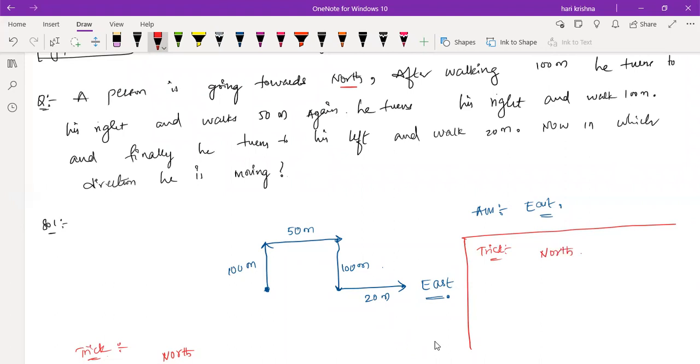After going in the north direction, he turns to his right. So we'll take right as R. And again walks 50 meters. Again he turns to his right. So again you have to take the R. Again he walks 100 meters. Now he turns to his left. That means L. That is the final one, right? Initially he's in the north direction. He turns to his right. Again he turns to his right. Again he turns to his left. Understand up to this? Any doubts in this?